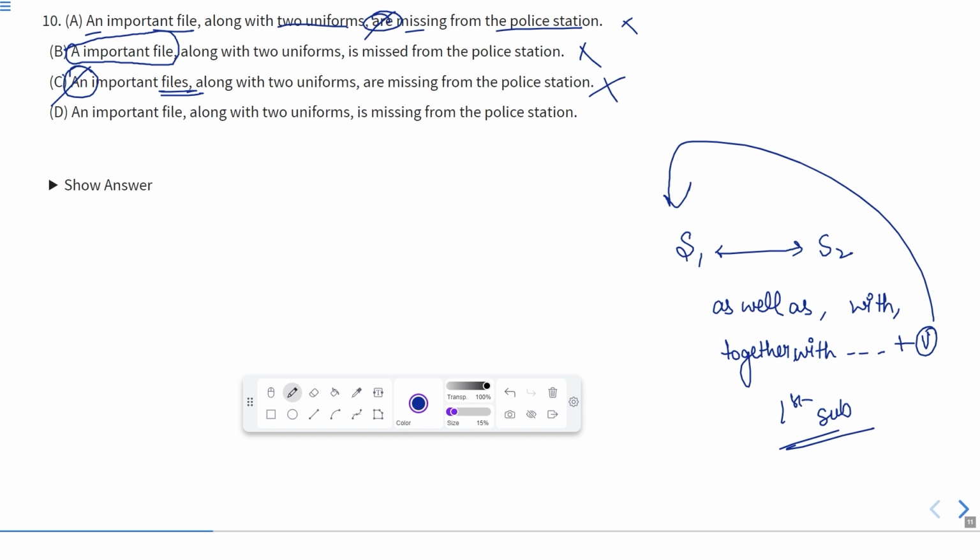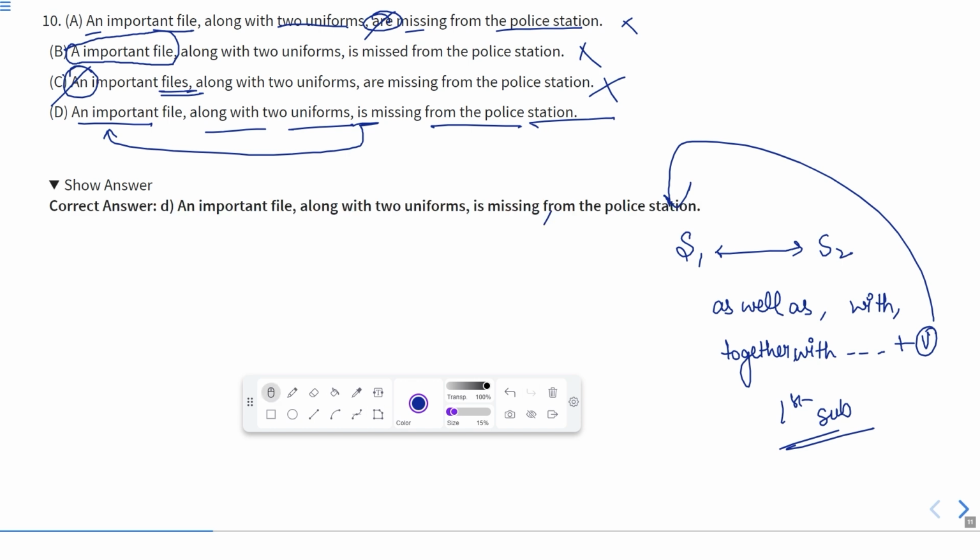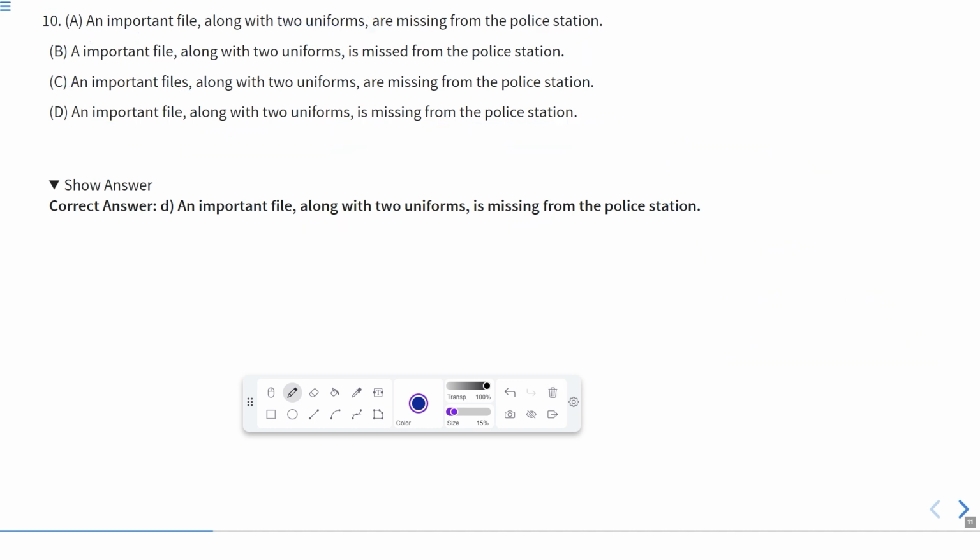Now let us read the sentence. An important file, up to this part this is correct, along with two uniforms is. According to the first subject, we have to write the singular form of the verb, which is written over here, is missing from the police station. So each and every part of the sentence is grammatically correct, therefore our answer should be D. So D is the correct answer. You can see it: an important file along with the two uniforms is missing from the police station. So this will be the correct sentence. I hope you understood this question. Okay, now let us move to the next one.